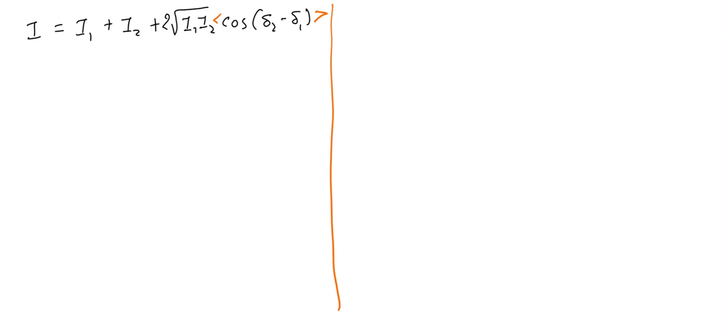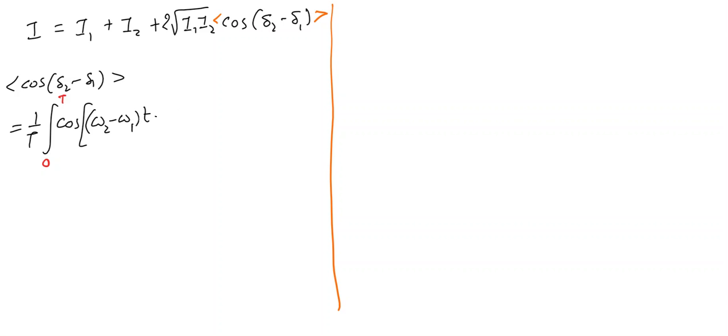And how do we find out average cos? So average cos of delta 2 minus delta 1 is 1 by T, where T is the time period, integration from 0 to T of cos of (omega 2 minus omega 1) t minus (k2 r2 minus k1 r1) plus (phi 2 minus phi 1) dt.